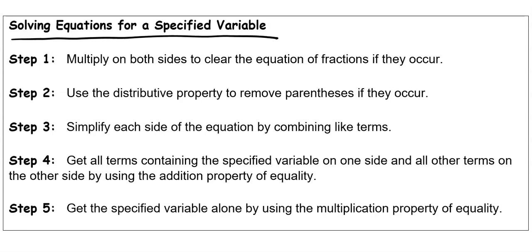Step 4, get all terms containing the specified variable on one side and all other terms on the other side by using the addition property of equality. And step 5, get the specified variable alone by using the multiplication property of equality. If you haven't finished writing all of these steps down, I advise you to pause the video and finish writing these steps down before we move on.